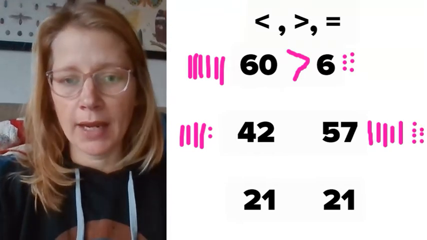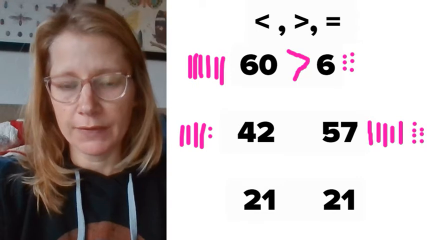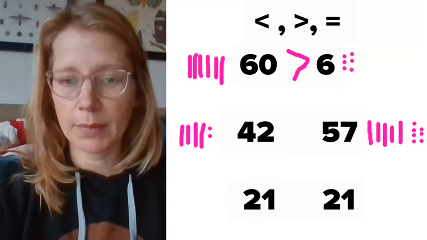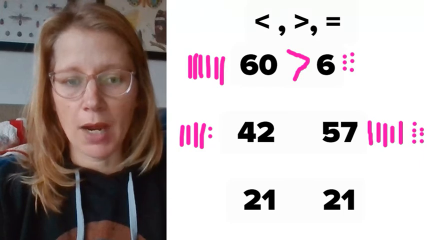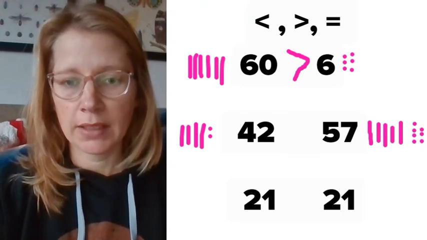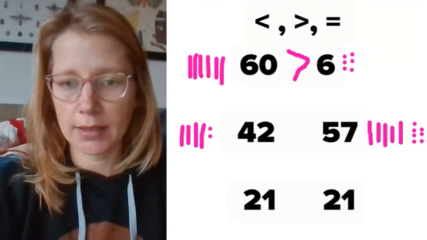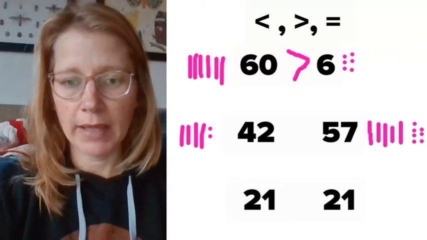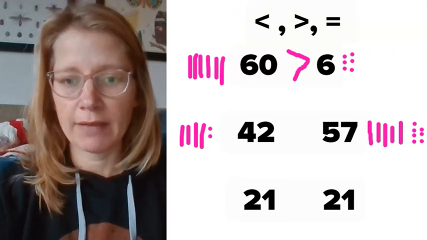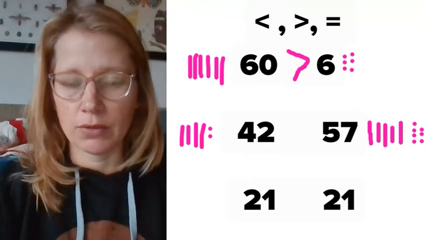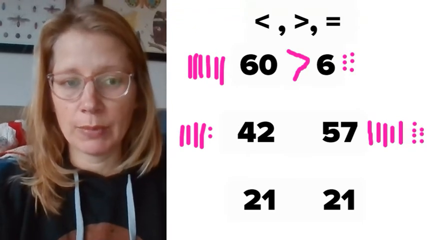Okay, we need to compare number 42 to number 57 to determine which one is bigger. So let's look at our rods for number 42. I have 4 rods, so 4 sets of 10, and for 57 I have 5 rods, or 5 sets of 10. So automatically I know that there are more rods for the number 57 than the number 42. So my 57 is going to be bigger.